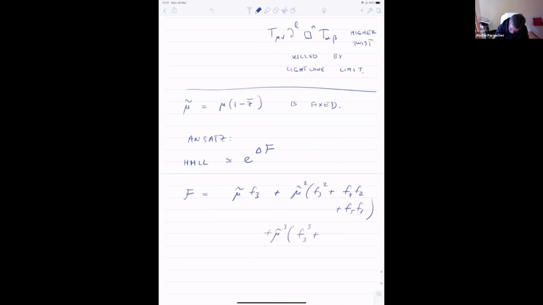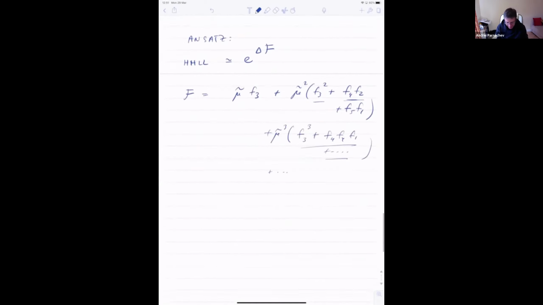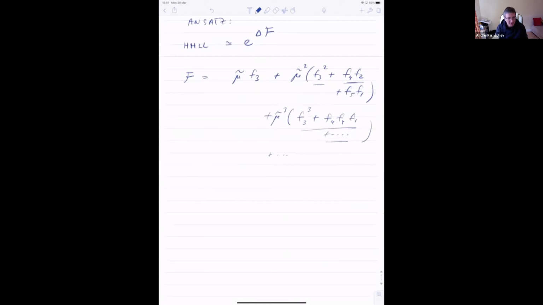The subscripts now have to sum up to 9, so F3 cubed plus F4 F3 F2 plus dot, dot, dot. You see, it's the same kind of ansatz that worked in the 2D case. Namely, here, all terms that are quadratic in F such that the subscripts sum up to 6, here all sorts of terms that are cubic in F such that the subscripts sum up to 9, and so on. And then we can do the bootstrap for it.